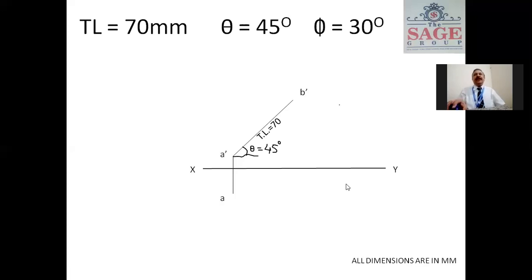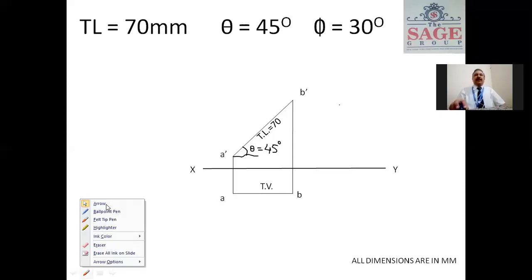Point B dash. Now we project this B dash and draw a line parallel to XY from point A. This gives us point B in the top view. Now this completes the projection parallel to VP and inclined to HP. Now similarly we draw the next projection, that is the line inclined to VP and parallel to HP.